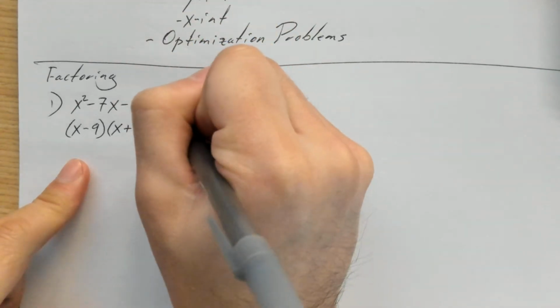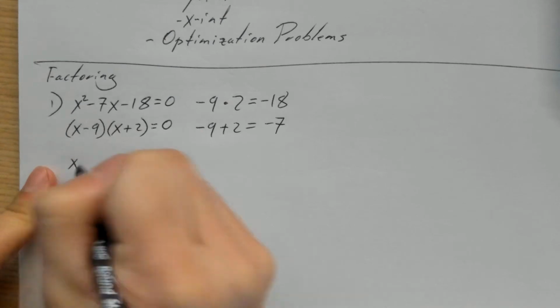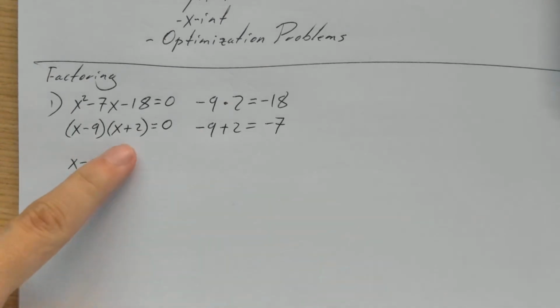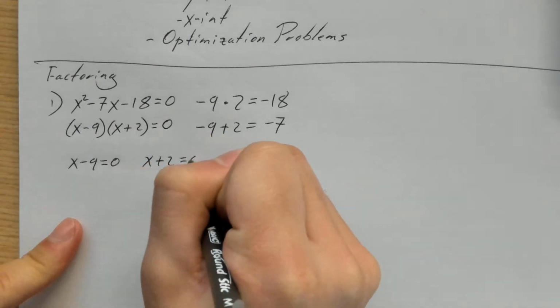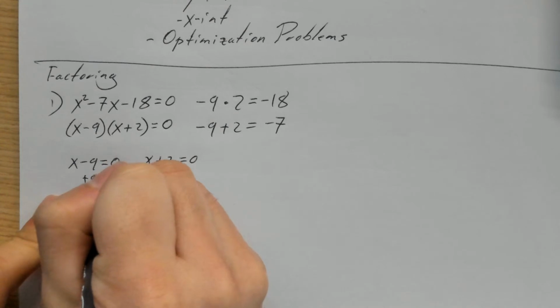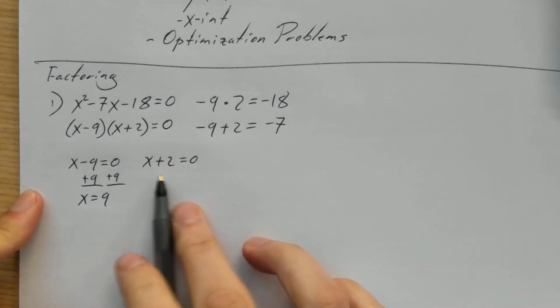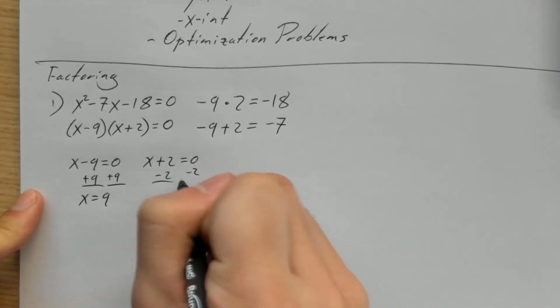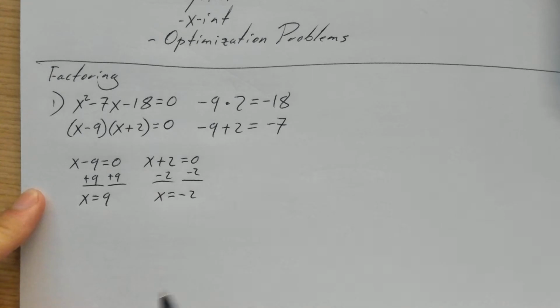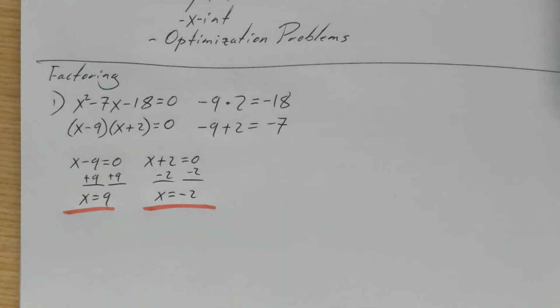Okay? If you're looking for the values of x, you set your function equal to 0. Then you take one factor, x minus 9, and set it equal to 0. Take the other factor, x plus 2, and also set it equal to 0. For these two factors, solve for x. For the one on the left, I'm going to add 9 to both sides, so I get that x equals 9. For this one, I'm going to subtract 2 from both sides, and I get that x equals minus 2. So these values right here are my x-intercepts. They are my solutions. They are the zeros. Alright. Denise?